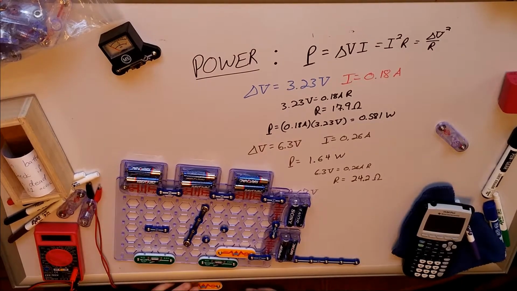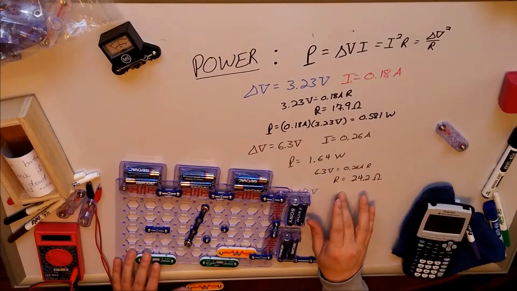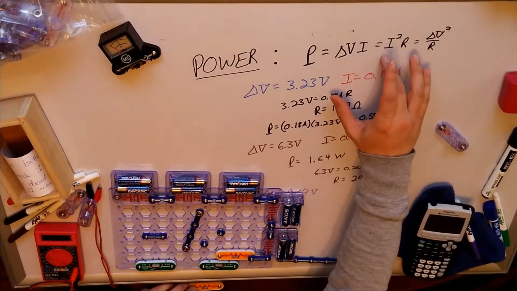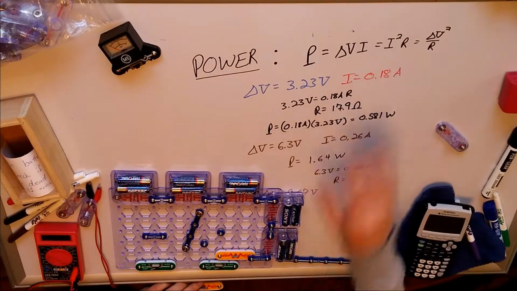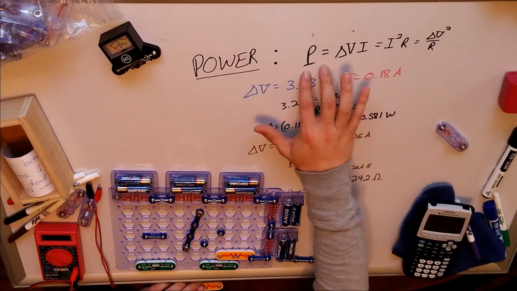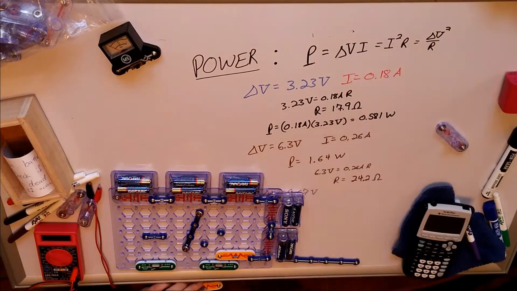All right, so this is a brief rundown on power, how we can find it. You can also go through and use these equations. If we only had the current and the resistance of the resistor, you could plug those in and get the power that way. Same thing with the potential difference and the resistance. I'll have a subsequent video where we talk a little bit more about that.